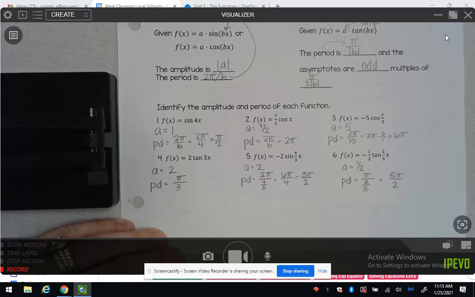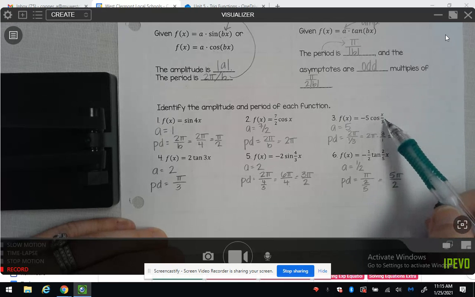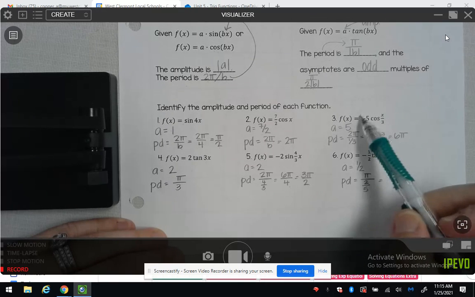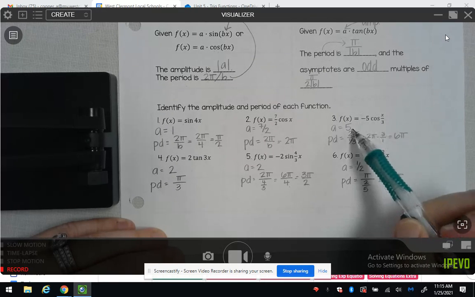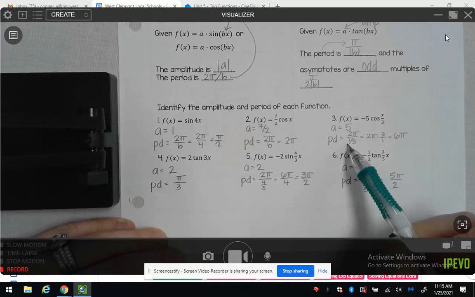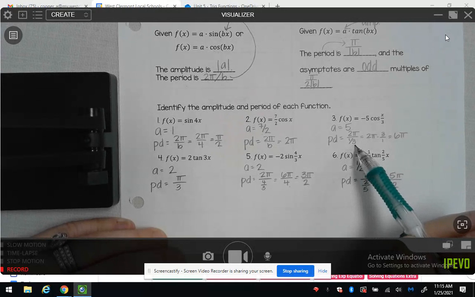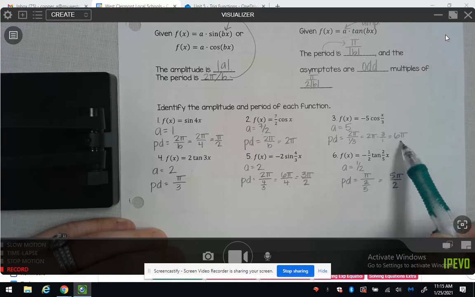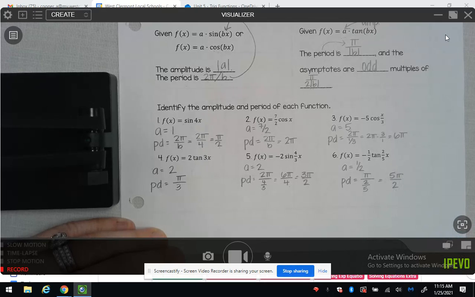For 3, f of x equals negative 5 cosine of x divided by 3. Amplitude, absolute value of that negative 5, so it's positive 5. Period is 2 pi divided by 1/3. Remember, when you divide by a fraction, you multiply by the reciprocal, so my period is 6 pi. Last 3, f of x equals 2 times the tangent of 3x. Amplitude is 2. Period this time is pi divided by b. b is 3. Period is pi over 3.